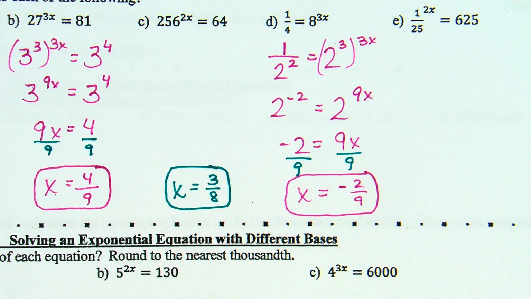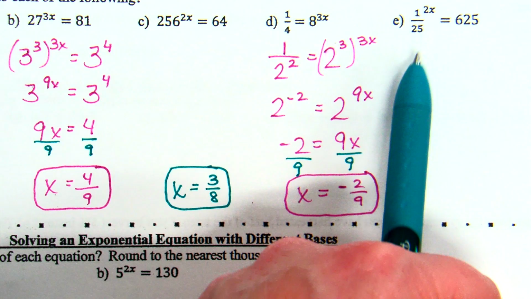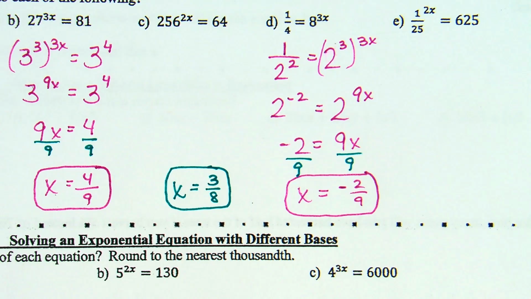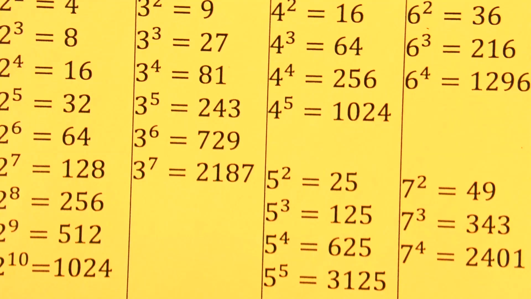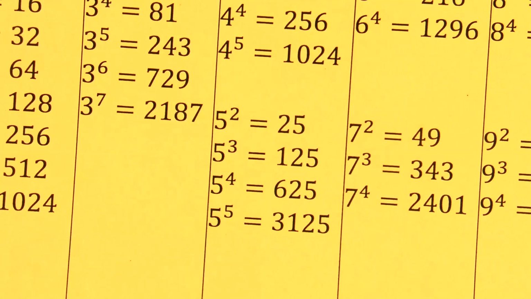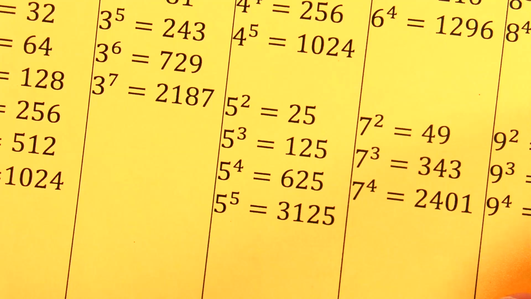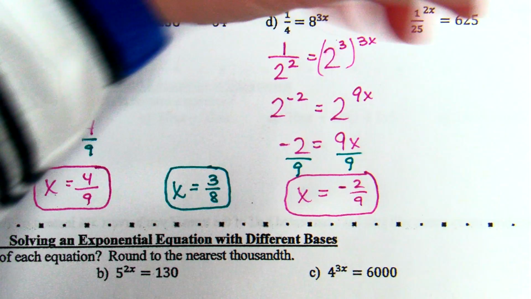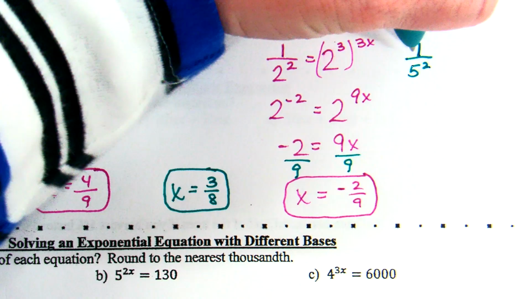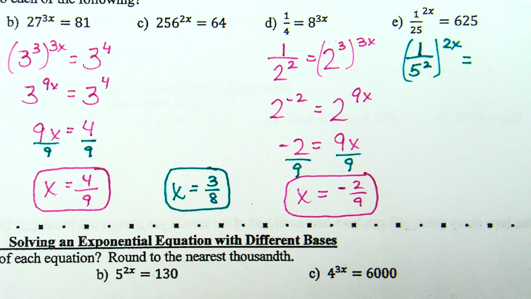Let's go ahead and try E. It has another fraction. What are the two numbers we're focusing on? 25 and 625. So, where are 25 and 625 both at on this gold paper? In the fives, right? And I would think you probably could have guessed the fives. You just have to work to figure out exactly what powers they are. So 1 over 25 is 1 over 5 squared. And then still raised to the 2x. 625 is 5 to what? 5 to the 4th.